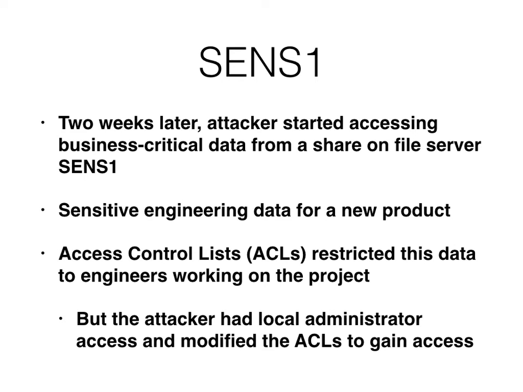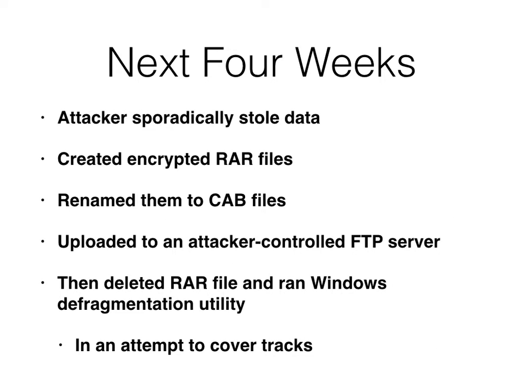So 2 weeks later, he starts stealing business critical data from a Sense1 file share, which is engineering data for a new product. There were access control lists that would only let certain engineers in, but he had administrator rights, so he could just modify the access control list and let Bob in and go in as Bob. And that's what he was doing. So it took 4 weeks. He stole data, encrypting files, and uploading them.